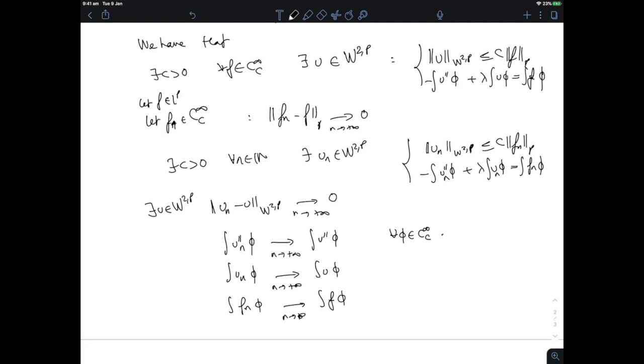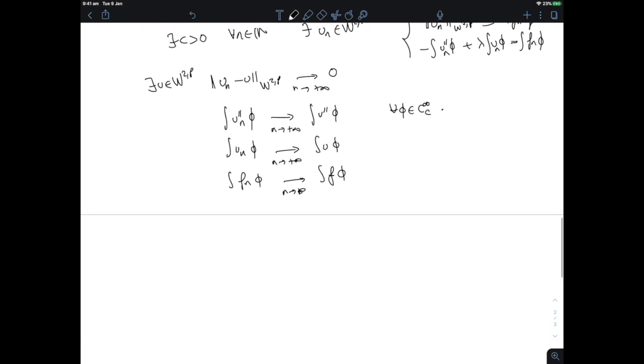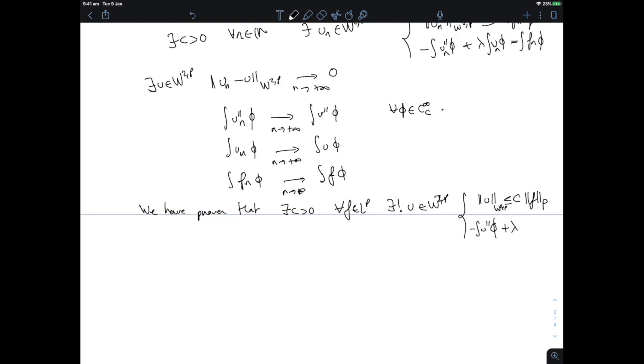Therefore, what have we proven? So we have proven that there exists a C such that for every f in LP, there exists a unique U in W2P such that two things hold. First of all, the norm of U in W2P is smaller than C times the norm of f in LP, which again in particular means that this U has to be unique. That's for free after existence plus this norm estimate, and the equation holds weakly.